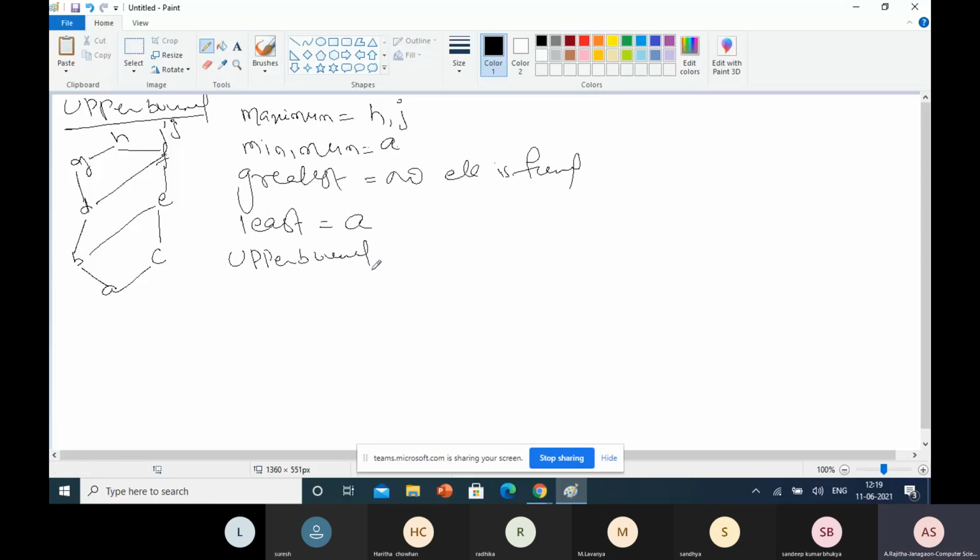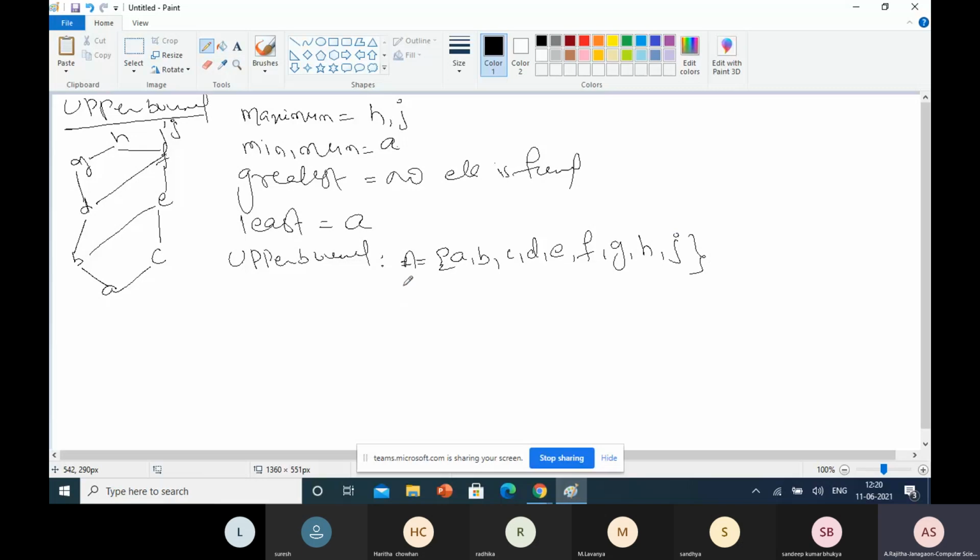Upper bound is what? Let us come to the upper bound. First take A, so write the main set. That means all elements in the Hasse diagram: A, B, C, D, E, F, G, H, J.